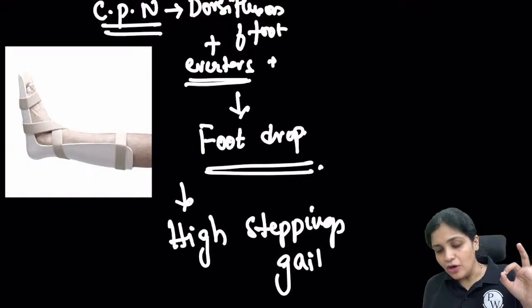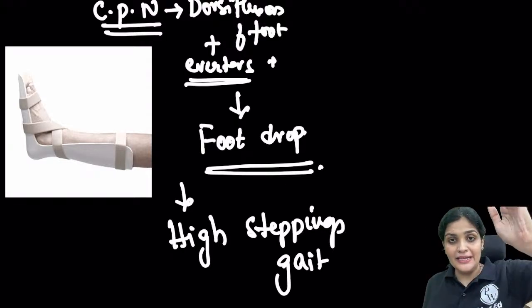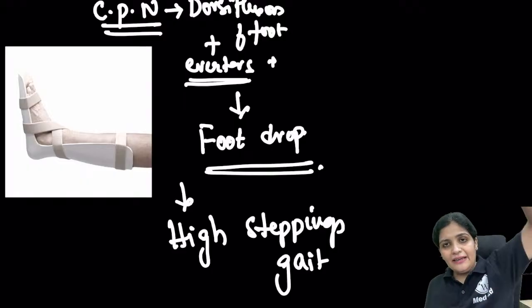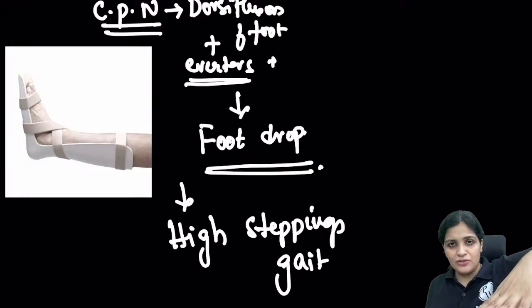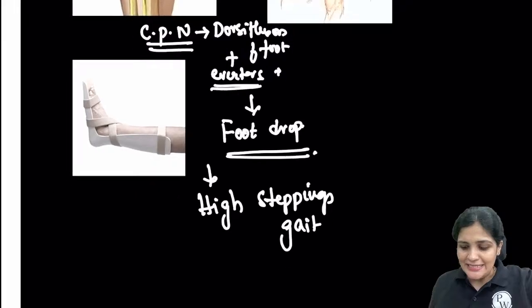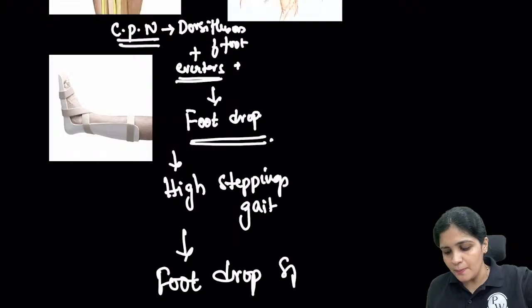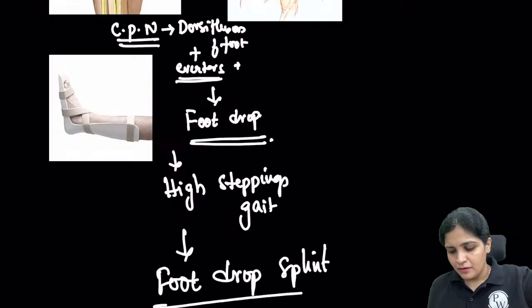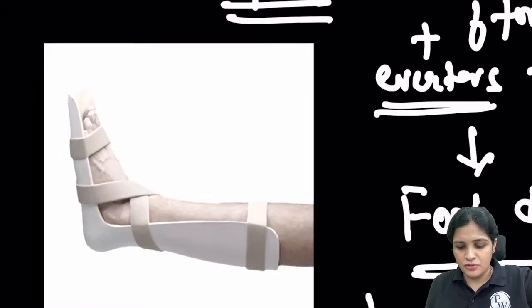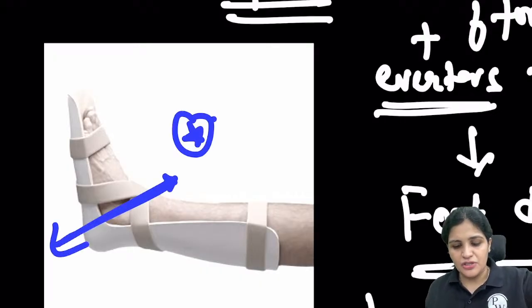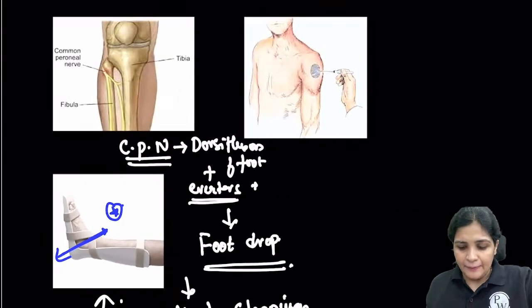Because the patient cannot dorsiflex, he cannot pull his foot up and then put this step. That is why he moves the entire knee, and this is called the high stepping gait. And what is the splint which we use? The foot drop splint. This is the foot orthosis, putting your ankle in the neutral position. So this is your foot drop splint.